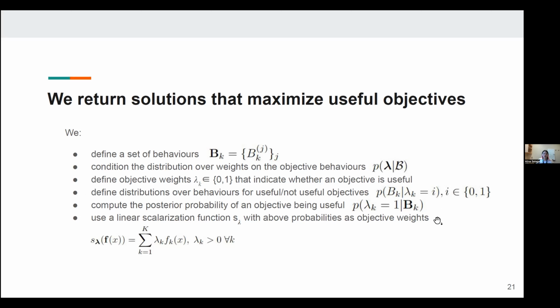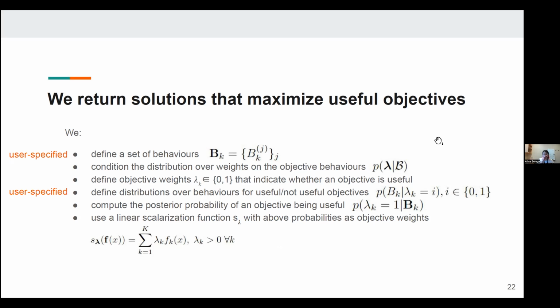And then finally, we use a linear scalarization function of lambda with this expression down here, but it's just a weighted sum. When we use this linear scalarization, we end up having these above-mentioned posterior probabilities for an objective being useful act as objective weights. So if the posterior probability for a given objective being useful is quite high, it ends up with a high weight, so we upweight it in our optimization procedure. And if it's a lower probability, then it's downweighted.